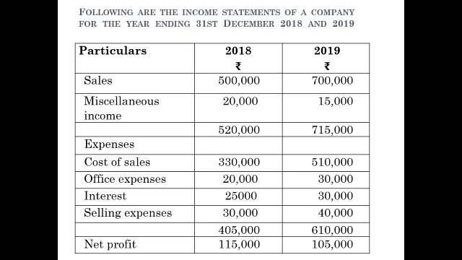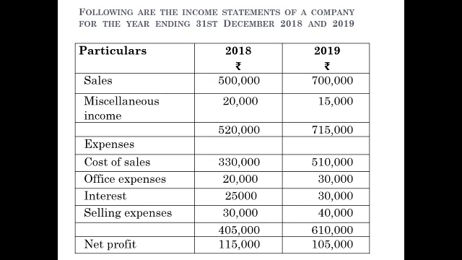From the following income statement of a company for the year ending 31st December 2018 and 19, you need to prepare the income statement. Actually, common size income statement you need to prepare. So sales is given 5 lakh and 7 lakh. Miscellaneous income they given, so it can be considered as non-operating income. So total revenue will be 5,20,000 and 7,15,000.